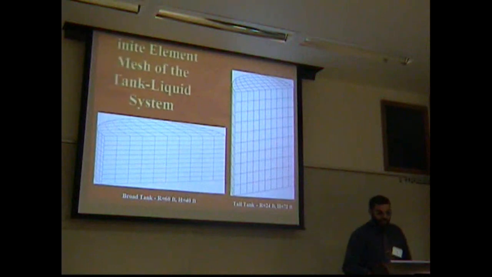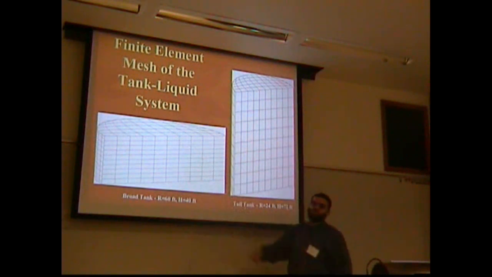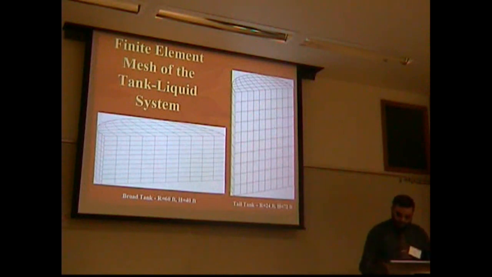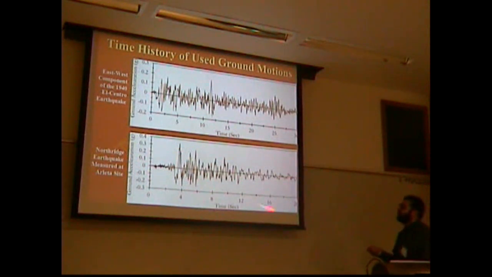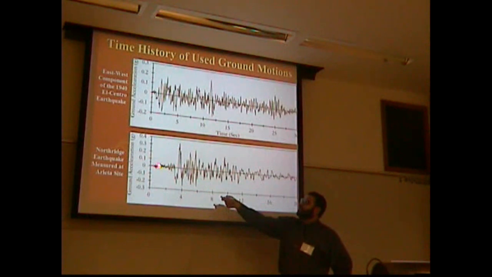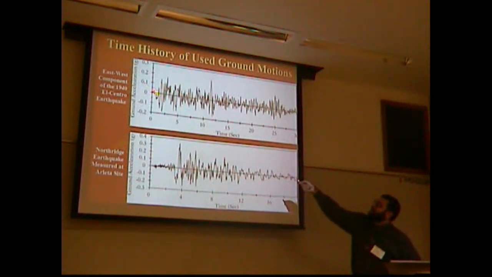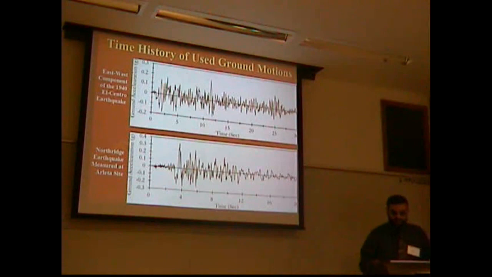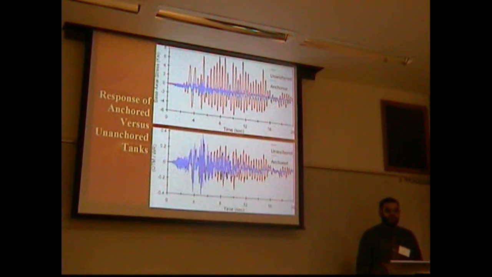Okay, number one. Before we do that, let me show you the model. This is the model of the tank. The tank is from the outside, and the liquid is from the inside. We assume a full tank, right here. And these are the two ground motions used, one of the 1940 Central Earthquake and the other one the Northridge Earthquake. One is 20 seconds duration, the other one is 30 seconds. This one starts easy, like a toy, and then suddenly it gets intense. And the other one gets intense pretty fast. So both have different characteristics, different frequency contents, so they represent two different ground motions being tested.